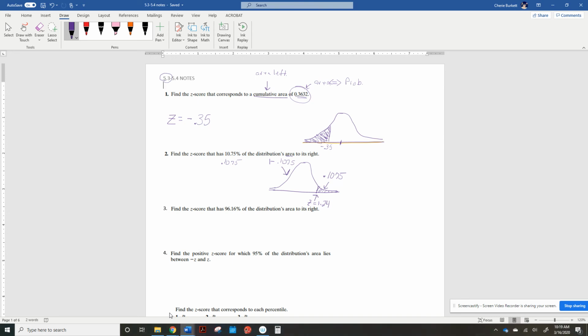So if this area right here is 0.1075, then this area over here is going to be 1 minus, and I'm getting my little calculator out, 1 minus 0.1075. And that means that this area over here is 0.8925. So the area to the left is 0.8925. This is what you would look up on the table, 0.8925.